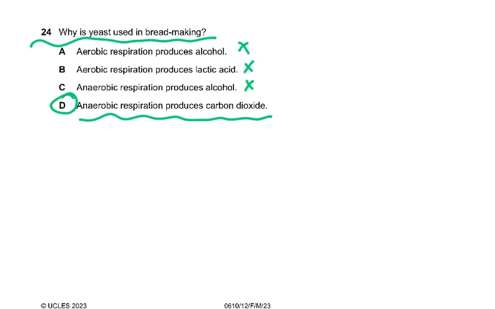Anaerobic respiration produces carbon dioxide, and that makes the dough rise. And when the dough rises, it creates these bubbles in it, and that's what makes the dough into bread, and that gives it that light texture, not that solid structure, which if the dough had not risen, it would have got a solid structure.